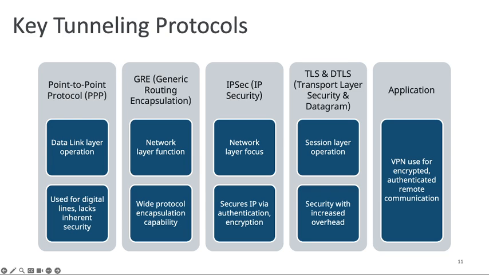access control. Some of the key tunneling protocols that could be used to facilitate secure remote access is PPP, or the point-to-point protocol, which encapsulates IP packets over serial connections that lack inherent security. This one is not really that secure. There's GRE, which is the generic routing encapsulation for general purpose encapsulation at the network layer. There's also IP security, which is popular, that provides authentication and encryption at the network layer.